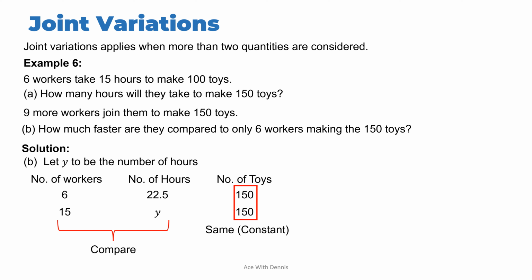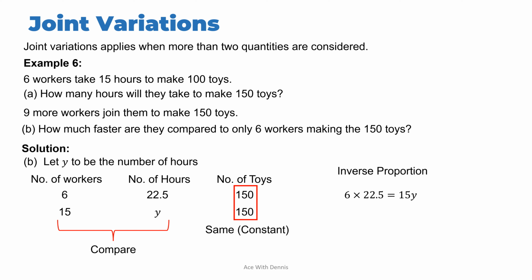The next thing we need to do is consider what is the relationship between number of workers and number of hours here. So it is inverse proportion, because the more workers we have, the fewer hours we need to take to produce the same number of toys here. So that's why it is inverse proportion. Then we can form the equation using the inverse proportion relationship.